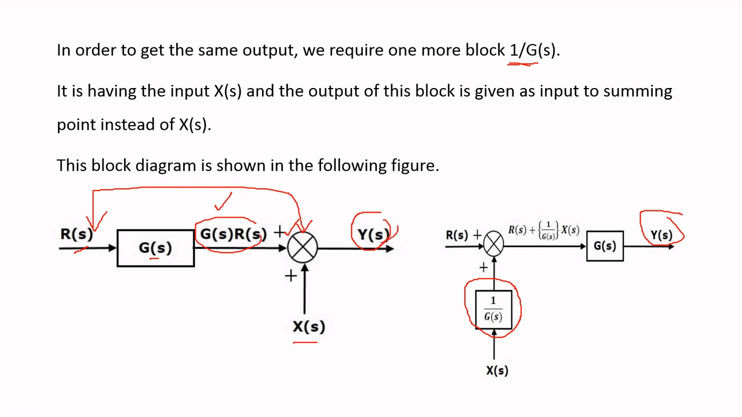So the overall output y of s is given as g of s into r of s, that is this input, plus this input. This is the block diagram by shifting this summing point before the block. That time we require one more block which is having 1 by g of s as the transfer function. By simplifying this one also, we are going to get the output y of s as the same, that is g of s into r of s plus x of s.